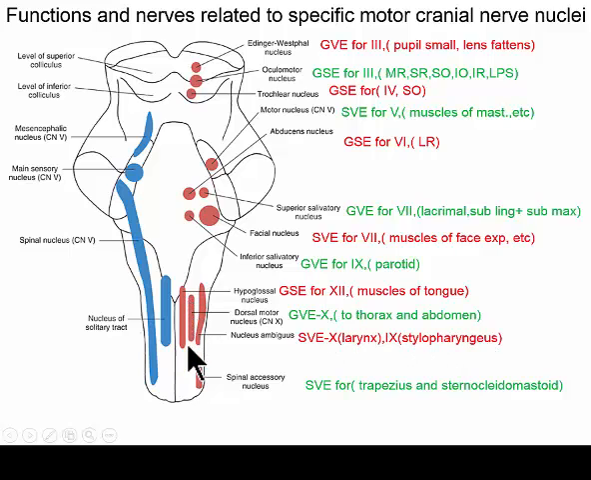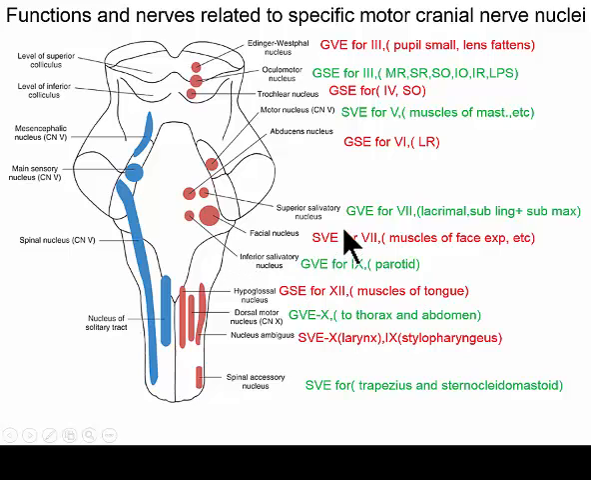Then over here we have dorsal motor 10. See the dorsal motor 10 right here? That's GVE. That's used by the vagus. So that's dorsal motor nucleus of the vagus. And that's going to slow the heart and speed up digestion. And right along the midline here, we have the GSE column right here. And that's for 12, muscles of the tongue.